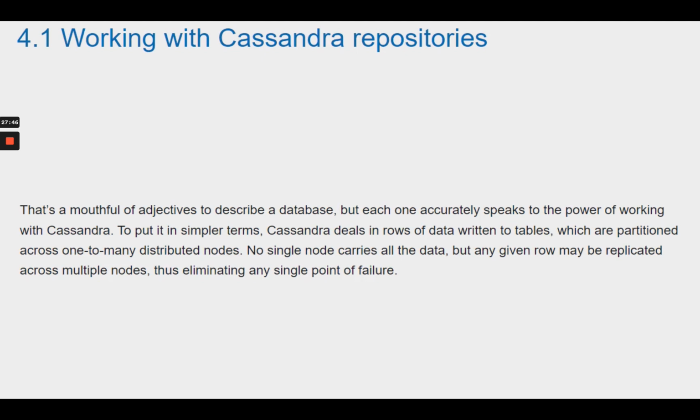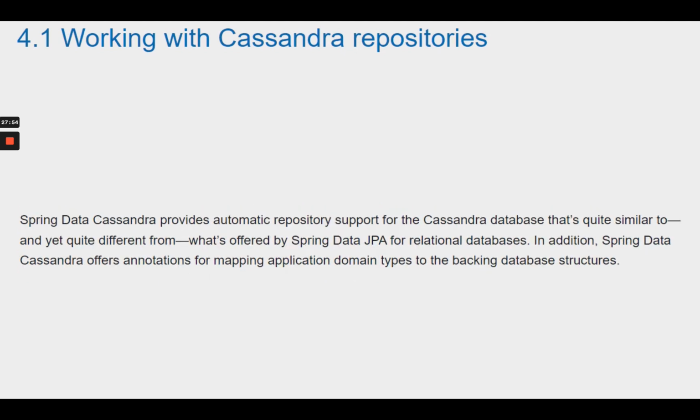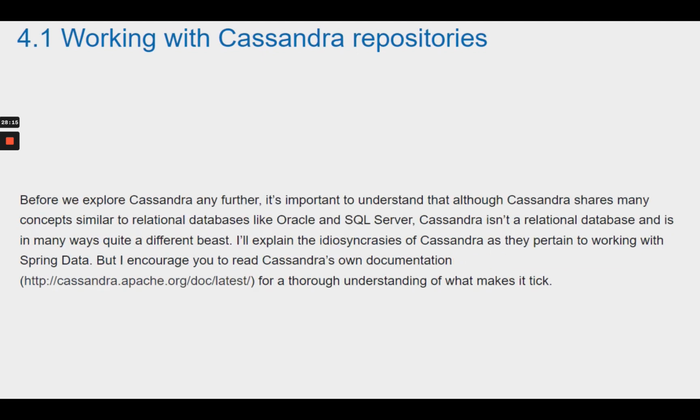No single node carries all the data, but any given row may be replicated across multiple nodes, thus eliminating any single point of failure. Spring Data Cassandra provides automatic repository support for the Cassandra database that's quite similar to, and yet quite different from, what's offered by Spring Data JPA for relational databases. In addition, Spring Data Cassandra offers annotations for mapping application domain types to the backing database structures.